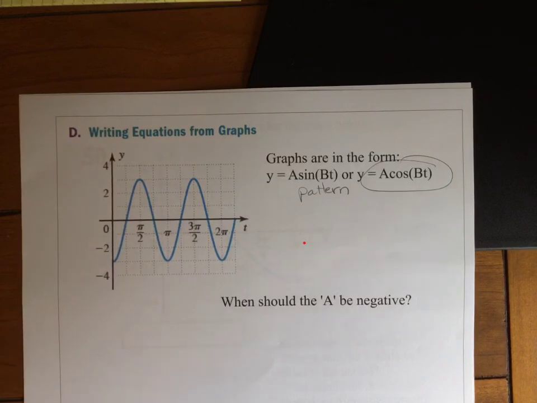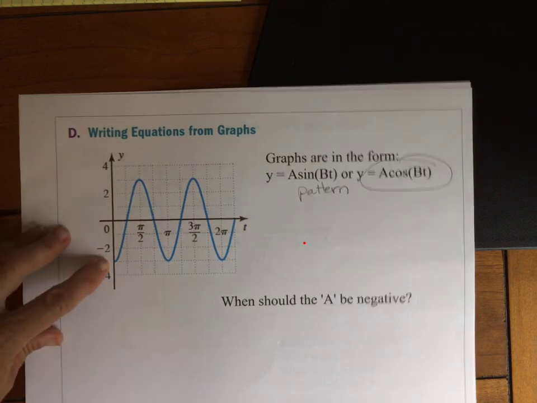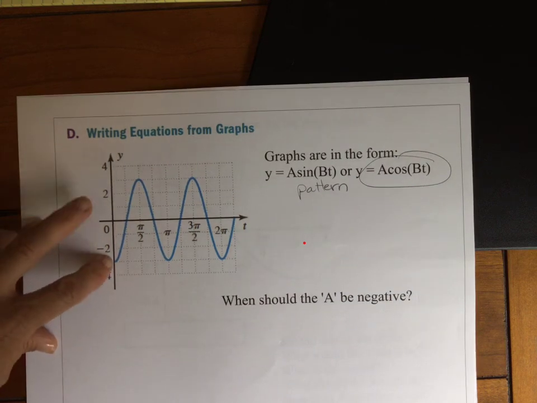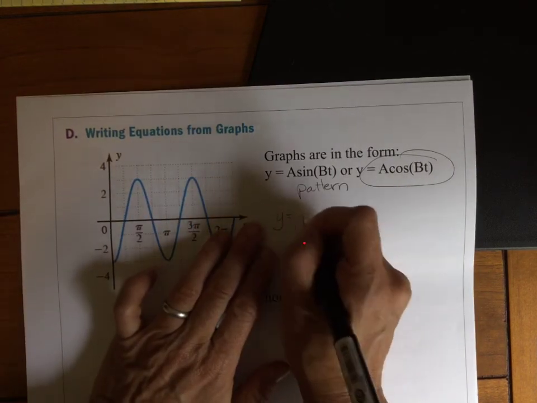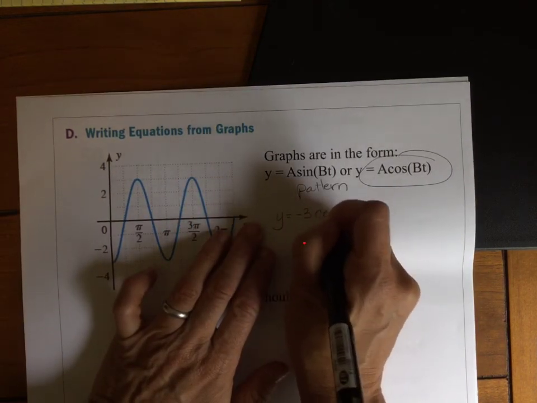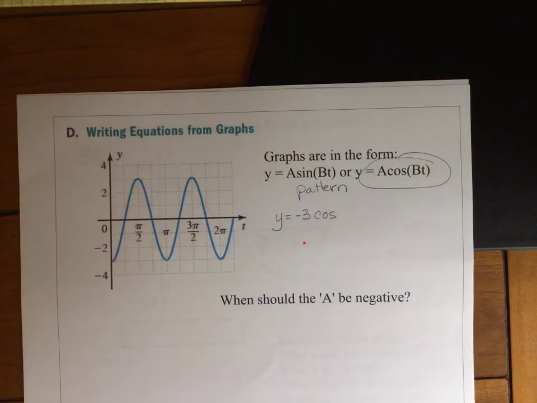I'm going to start with my cosine graph, and I can see that my amplitude is -3. So we're going to have y equals -3 cosine. Now we just need to figure out what b is. Remember, the definition of b was the amount of cycles between 0 and 2 pi, or we could also take the period of it and figure it out.